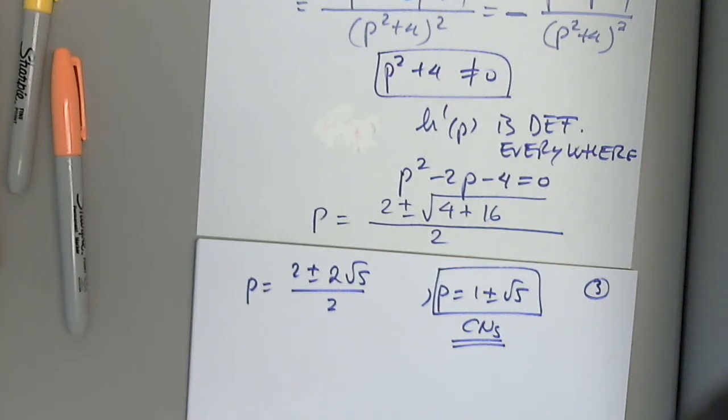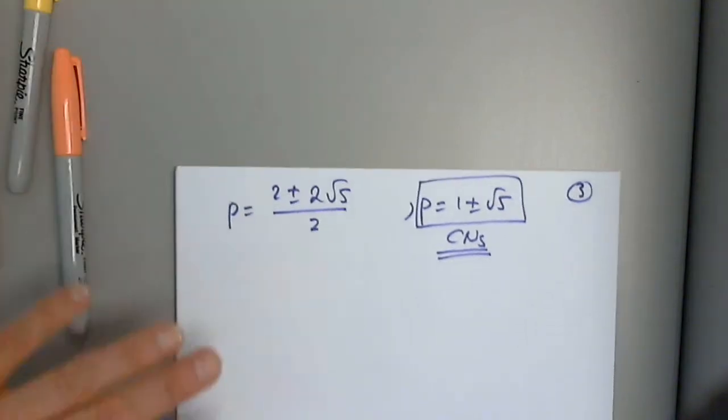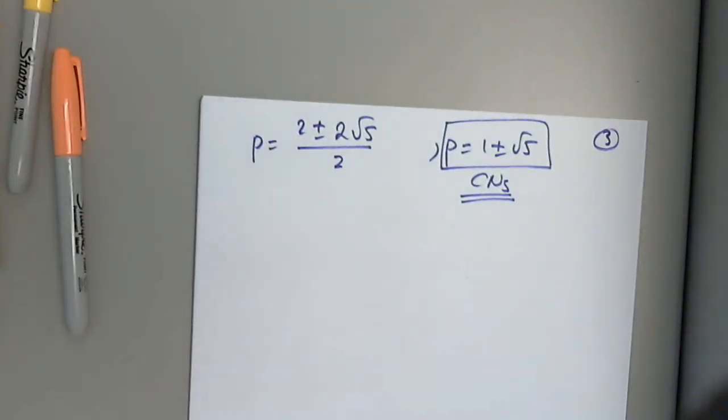Okay. Now, if you're asking me, are these going to be max min? I don't know yet. I have not investigated that. But if a function does not have critical numbers, it's guaranteed not to have max min. Only critical numbers can turn into max or min. Okay.